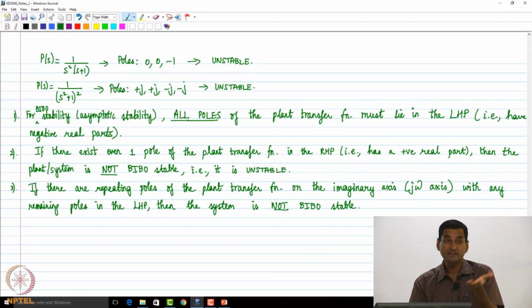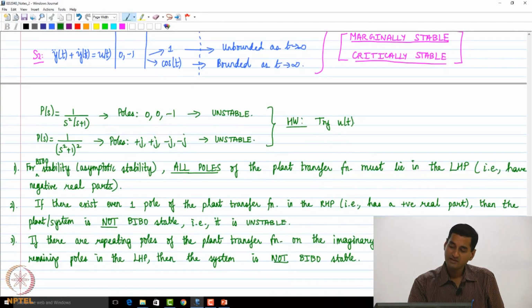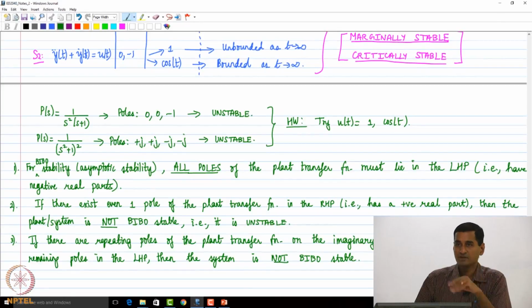Once again, as we just discussed, you could do the same exercise. I leave it as homework. You try with u equals 1 and cos t. You would see that in both cases, it doesn't matter which system you take, the output will be unbounded. That is a guarantee, because you have a repeating pole on the imaginary axis.